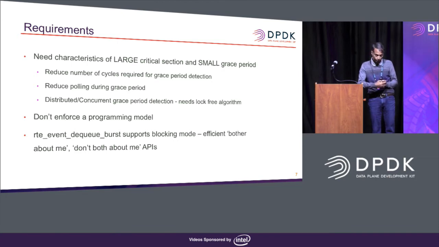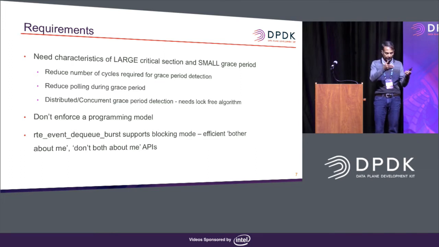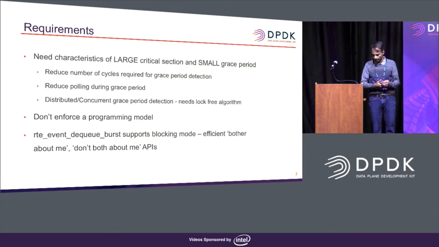Can I have distributed and concurrent grace period detection? What that means is I can have multiple writers doing grace period detection in parallel, and overall you reduce that duration. That puts a requirement that we need a lock-free algorithm, because if you have the writers on the data plane, you don't want them to be blocking the other writers.